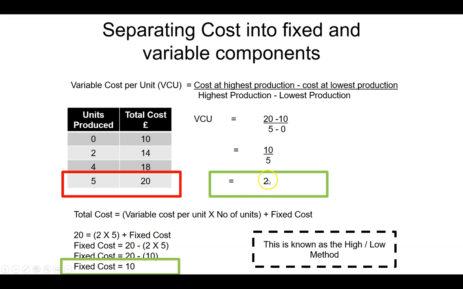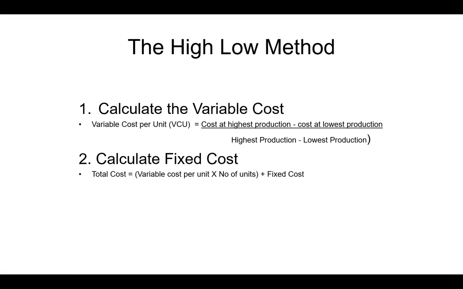Variable cost per unit is 2. Our variable cost is also what? 2 times 5, which is 10. So this is called the high-low method. So we first calculate the variable cost per unit using the cost at highest production minus the cost at lowest production, over your highest production minus lowest production. So it's always the money divided by the number of outputs. So this is the cost, so the money over the number of outputs.